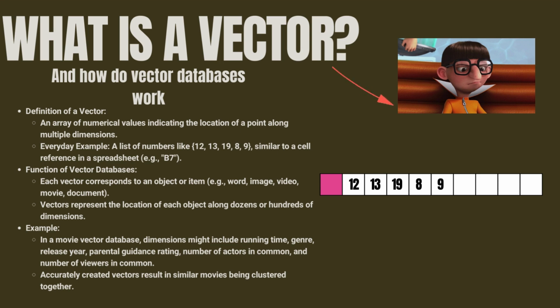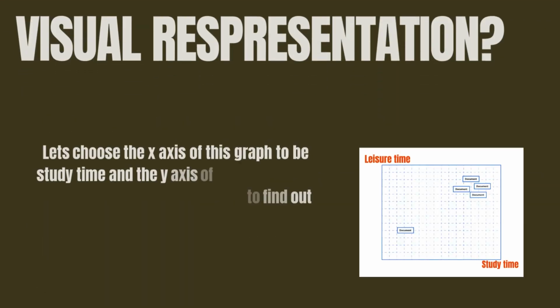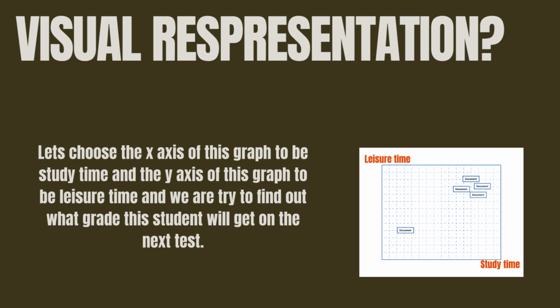An example could be, in a movie vector database, dimensions might include running time, genre, release year, parental guidance rating, number of actors in common, and number of viewers in common. Accurately created vectors will result in similar movies being clustered together. I'll try to explain this in a visual representation.